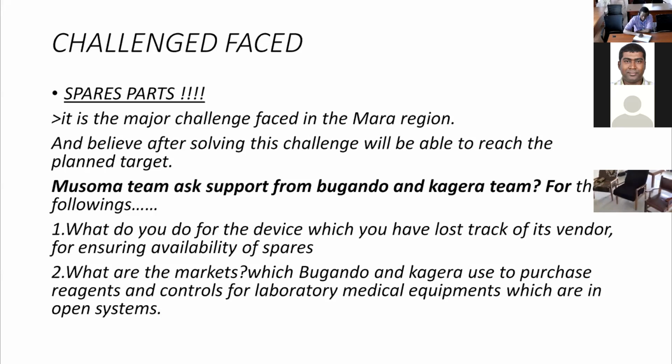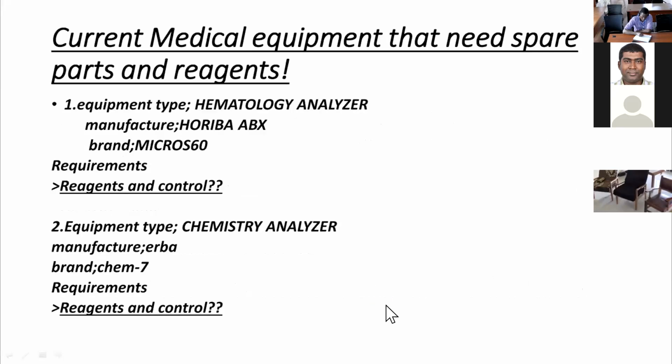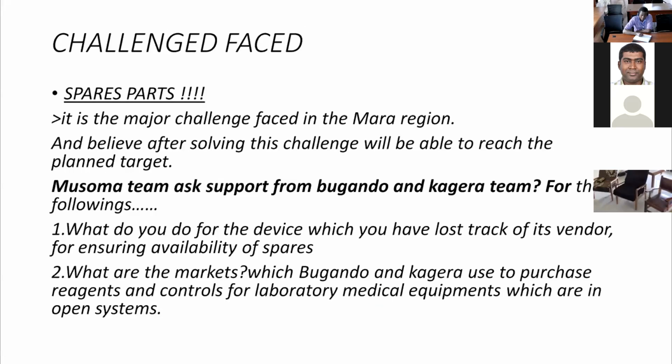So that we know that the vendors are the ones who provide spares. So what do they do for the devices which they don't have any information? And second, it was, what are the markets which Bugando and Kagera use to purchase reagents and controls for laboratory medical equipment which are in open system? We had these two challenges, so we wanted to share with Bugando and Kagera if they have the experience on this, so they can share with the MUSOMA team.